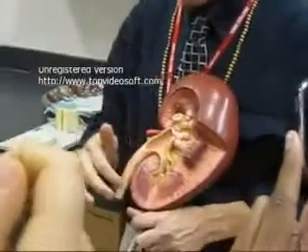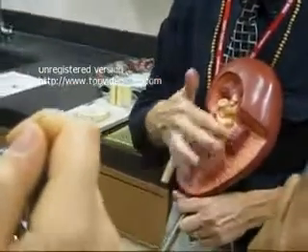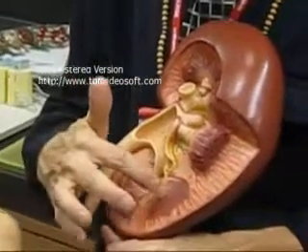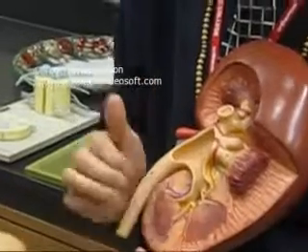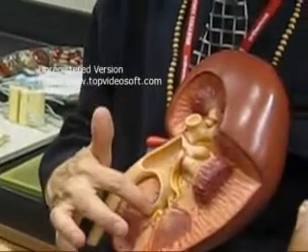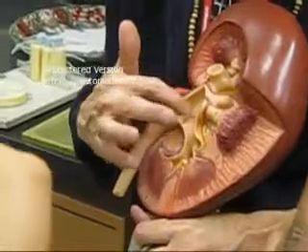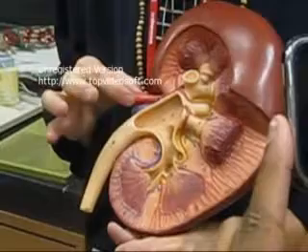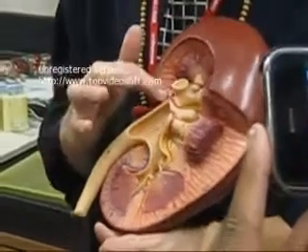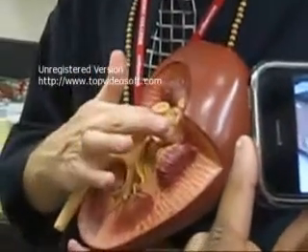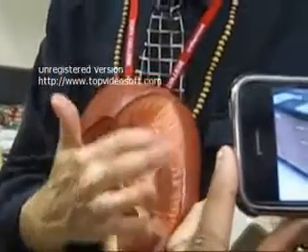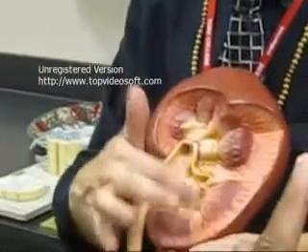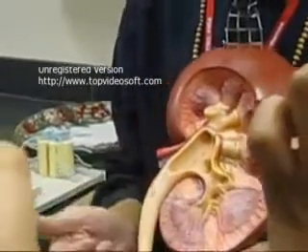The renal capsule, the cortex, the medulla, the pelvis, renal pyramid, renal column, renal papilla, minor calyx, major calyx, ureter, renal artery, segmental, interlobular, interlobar, arcuate, and then interlobar, lobular.